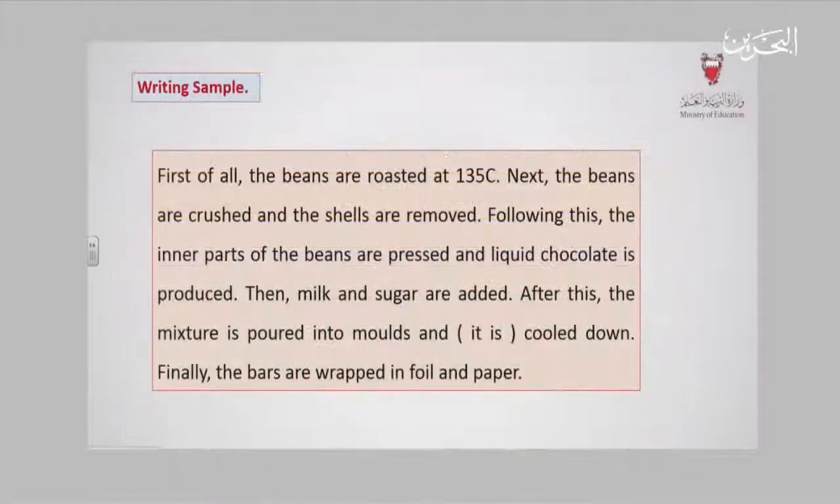I hope you're done. We have been doing a lot of practice about this, but let's review the answers all together. So this is the model that we're expecting. First of all, the beans are roasted at 135 degrees Celsius. Next, the beans are crushed and the shells are removed. Following this, the inner parts of the beans are pressed and liquid chocolate is produced. Then, milk and sugar are added. After this, the mixture is poured into the molds and cooled down. Finally, the bars are wrapped in foil and paper.